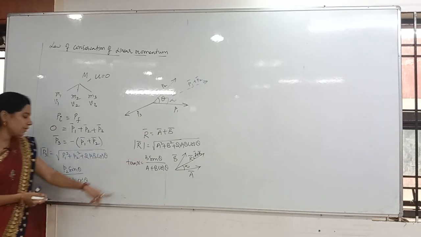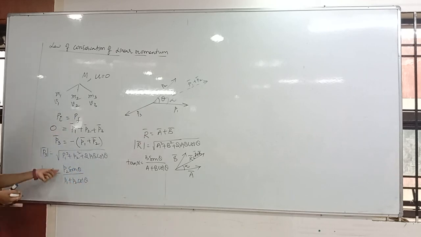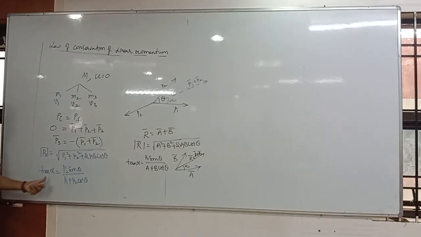Instead of B, what am I having here? P2. Instead of A, what am I having here? P1. That's it. I substitute everything here. Tan alpha is equal to P2 sin theta by P1 plus P2 cos theta. Clear?